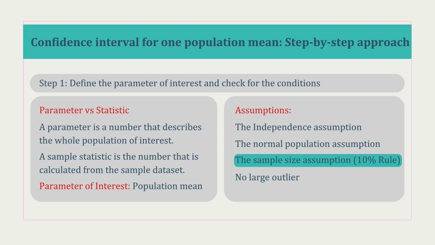The third assumption states that the sample size should be less than 10% of the population. This assumption is also satisfied because the population contains the data for 500 companies. And the dataset should contain no large outlier.